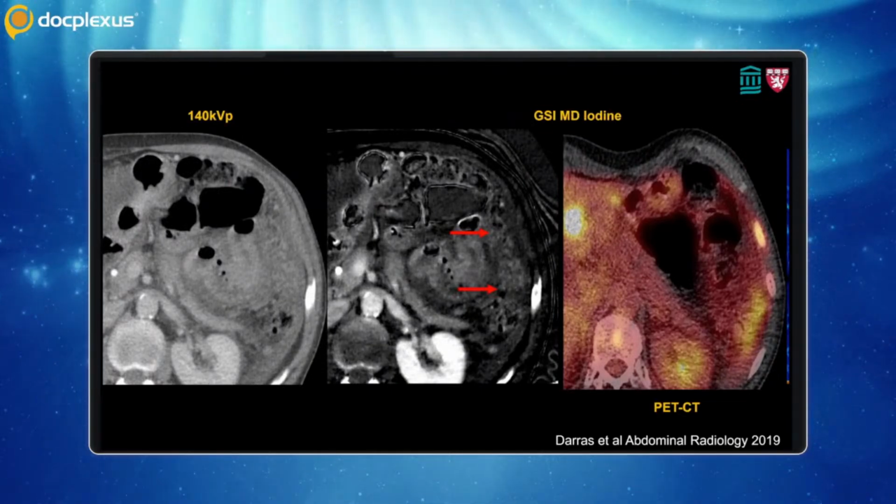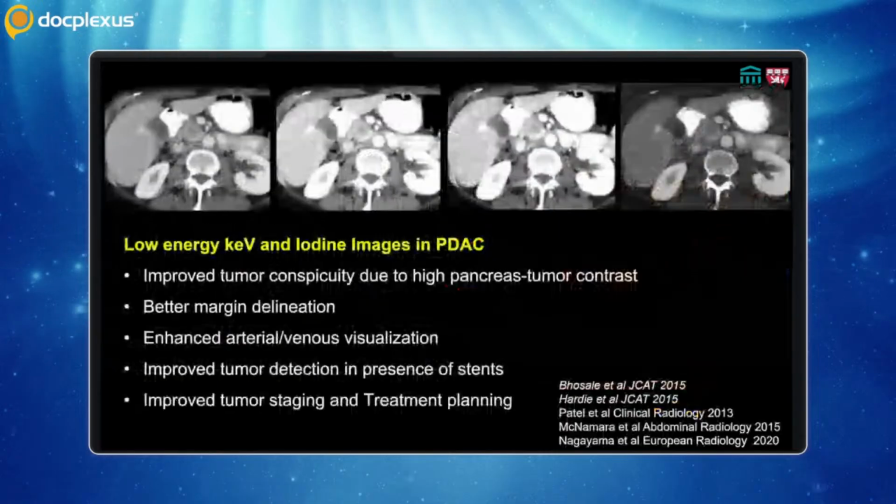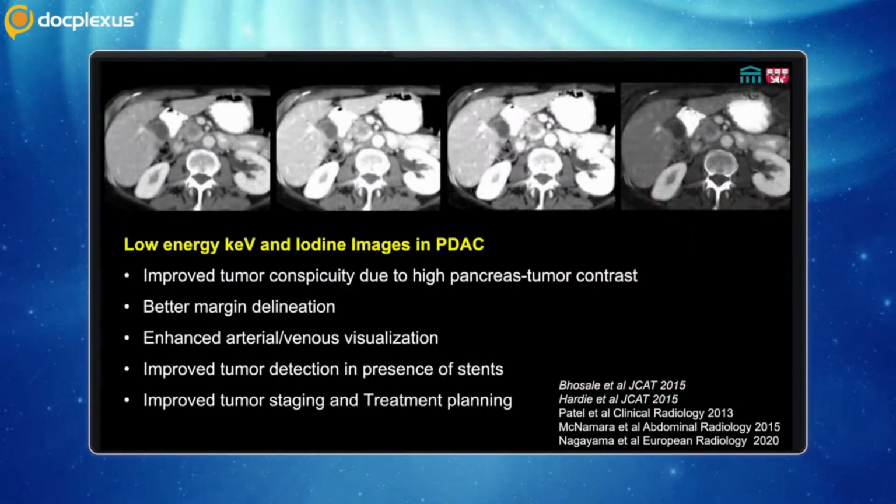So low keV and iodine images acquired from dual energy CT acquisition in pancreatic cancer improve tumor conspicuity, allow better delineation of margins, allow enhanced visualization of the arteries and veins, and improved detection of tumors in presence of stents, leading to better tumor staging and treatment planning.